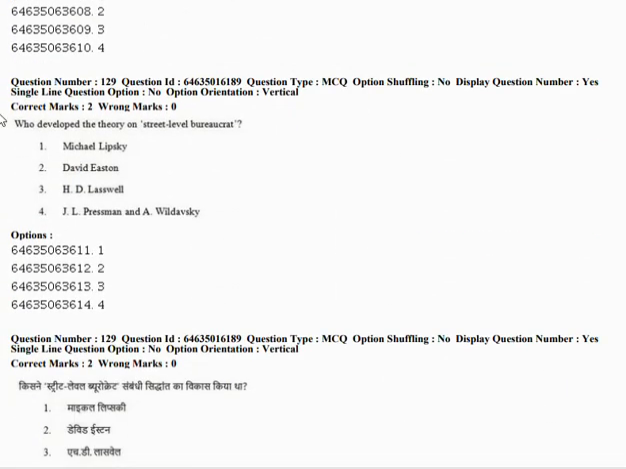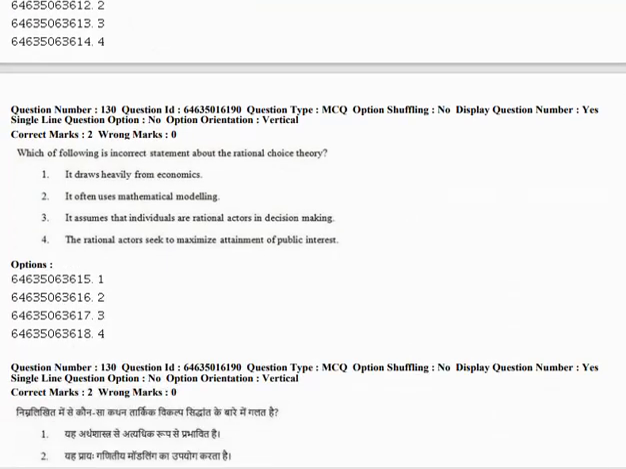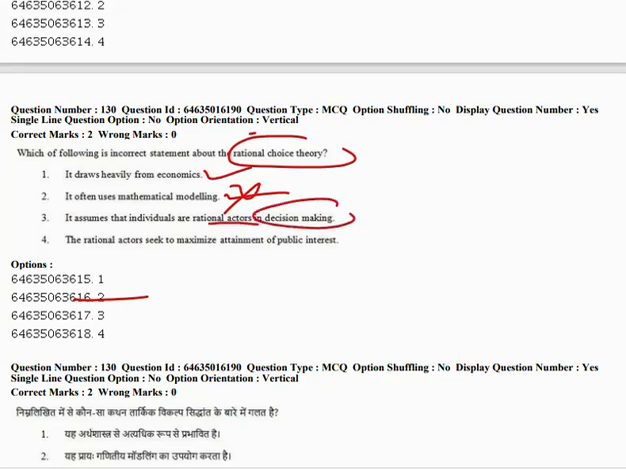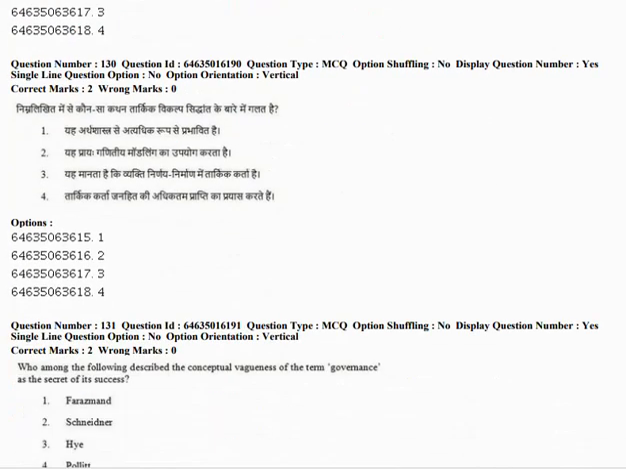129. Who developed the theory on street level bureaucrat? It is Michael Lipsky. ये भी डिस्कस किया जा चुका है क्वेश्चन हमारे सीरीज में. 130. Which of the following is incorrect statement about the rational choice theory? It often uses mathematical modeling. Option number 2 is the correct answer. बाकी तो सही है, इकोनॉमिक्स से डिराइव कर रहा है. ये सही है, एज्यूम करता है इंडिविजुअल्स रैशनल एक्टर्स हैं इन द डिसीजन मेकिंग. इंडिविजुअल्स और रैशनल एक्टर्स सीक्स टू मैक्सिमाइज अटेनमेंट ऑफ द पब्लिक इंटरेस्ट, ये भी सही है. Means option number 2 is the correct answer.